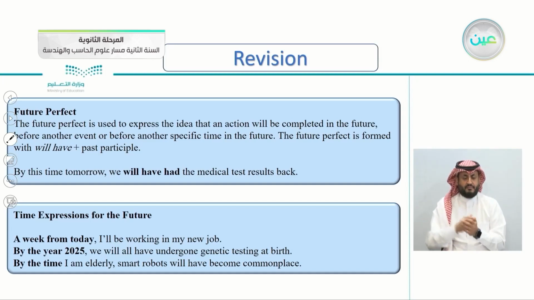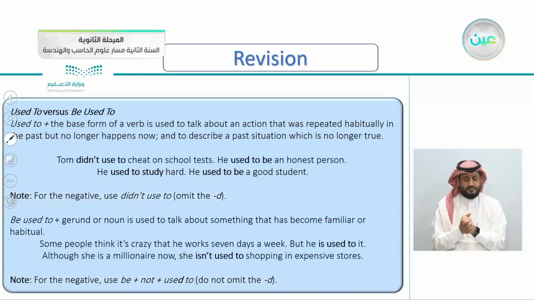Of course, and we studied the time expressions for the future: a week from today, by the year 2025, by the time, and then you continue. What time are you talking about? Then we learned about used to and be used to. Used to plus the base form to talk about a habit from the past that you don't do anymore, and be used to plus the gerund or a noun to talk about something that has become familiar or habitual. So we're talking about the present.